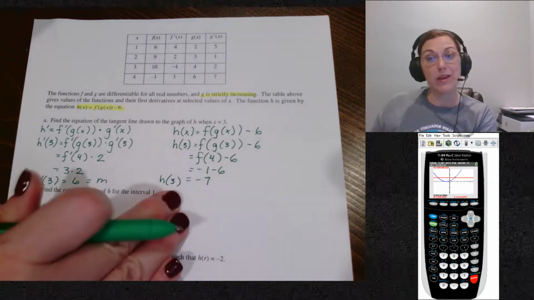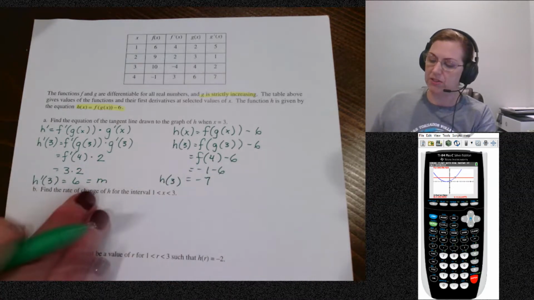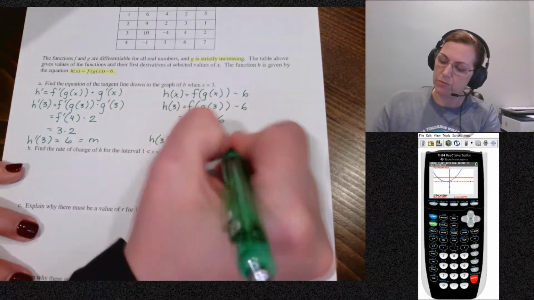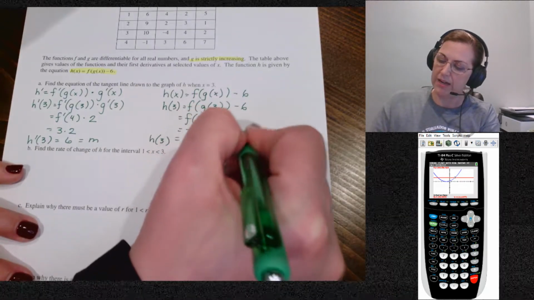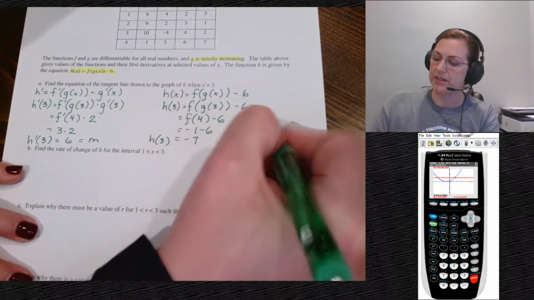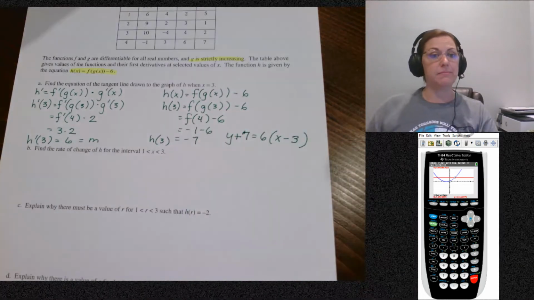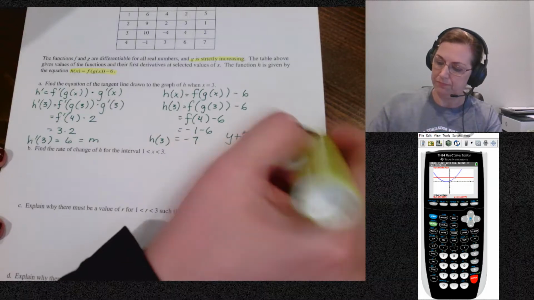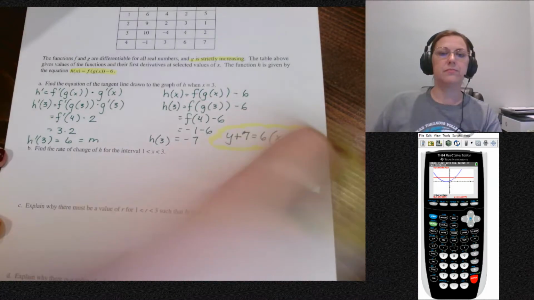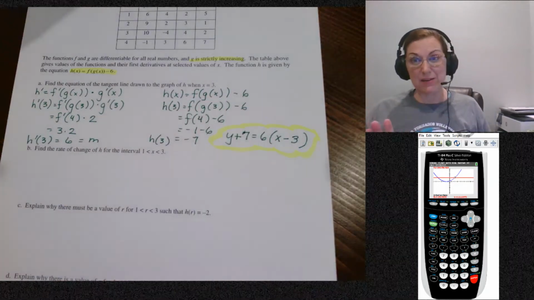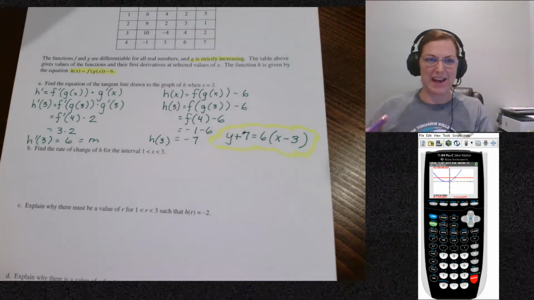So I have this point 3, -7. I have a slope of 6. So let's write the 3, -7, and a slope of 6. There is my tangent line. If you've seen any of my videos, you know I love to color up my math here.